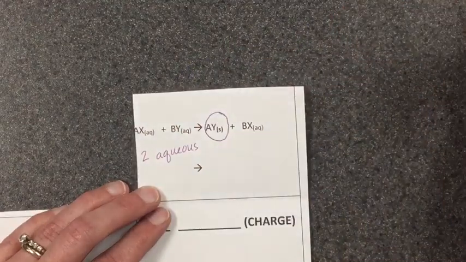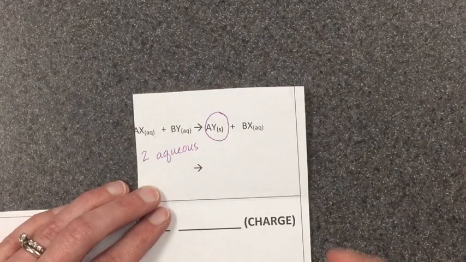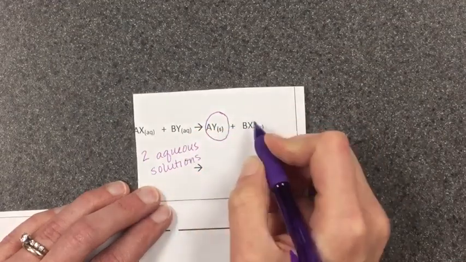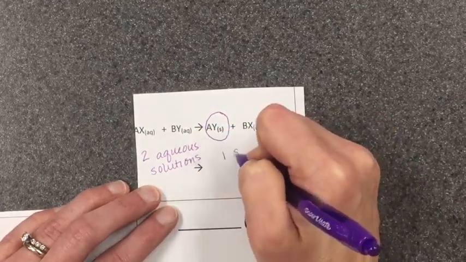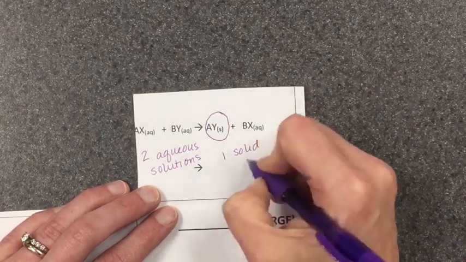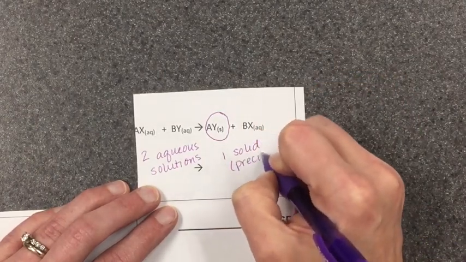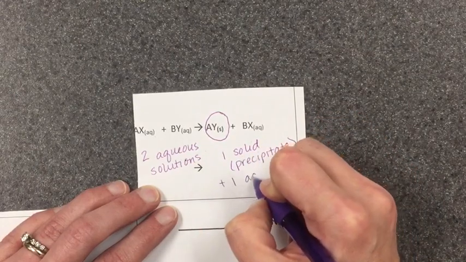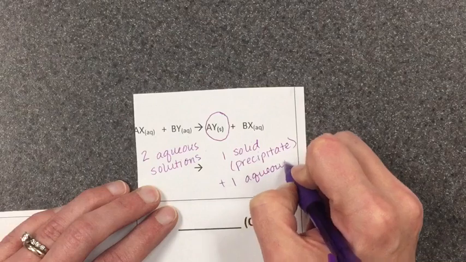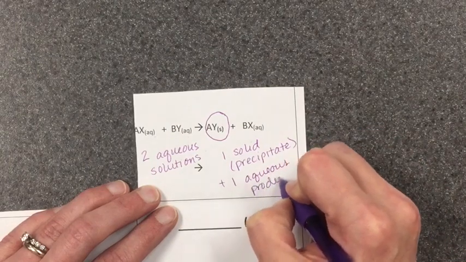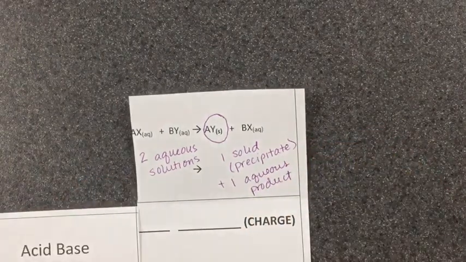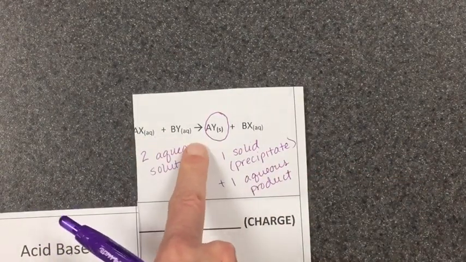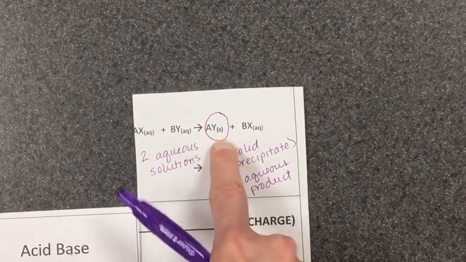These compounds are dissolved in water, so they look like liquid, right? We're taking two aqueous solutions, and when we put them together, we end up with one solid compound. You'll notice a solid form. That's called a precipitate. And then there's one aqueous product. Okay, so in a precipitation reaction, we put together two things that are dissolved liquids, and we end up with something that's solid at the end.